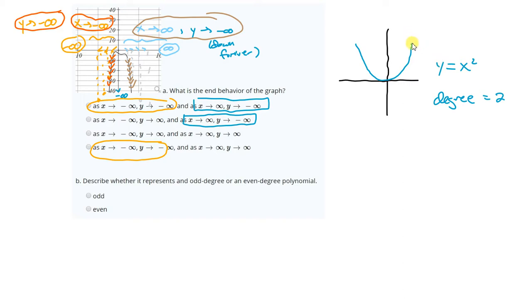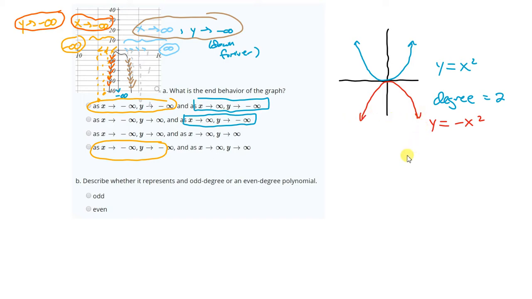Notice both ends are going up. Both ends are going in the same direction. Is that the only way a parabola can appear? Well, it can also appear this way. What if I gave you y equals negative x squared? It looks like this, pointing downwards. Again, both ends are going in the same direction.